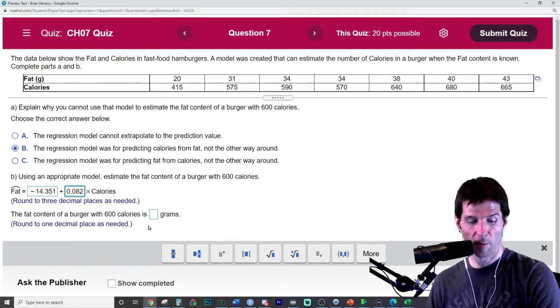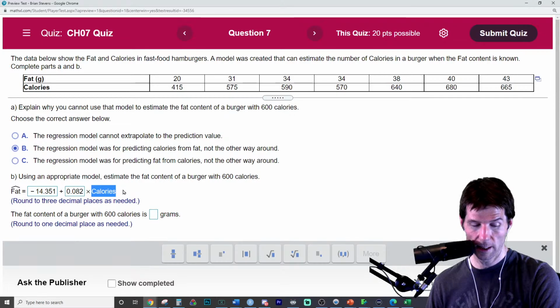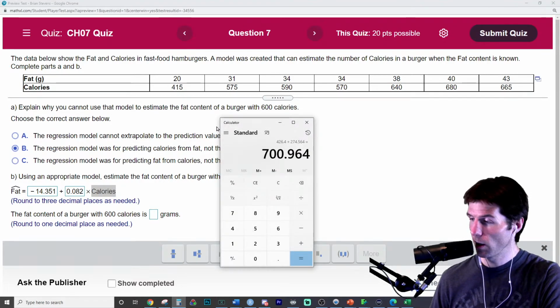The fat content of a burger was 600 calories, and now we're going to plug in calories right here to the equation, and we're going to plug 600 in.